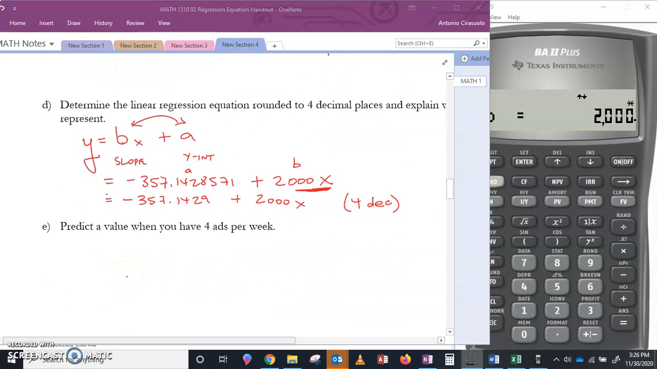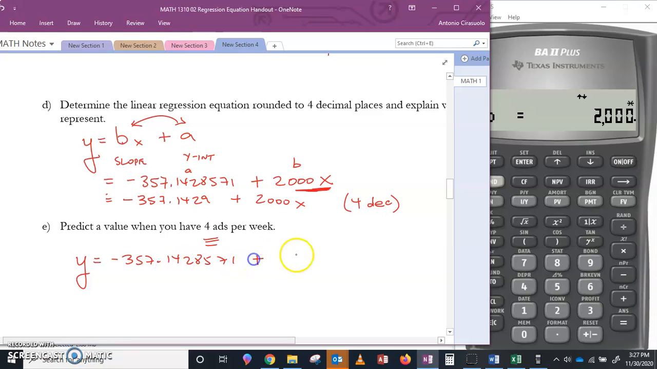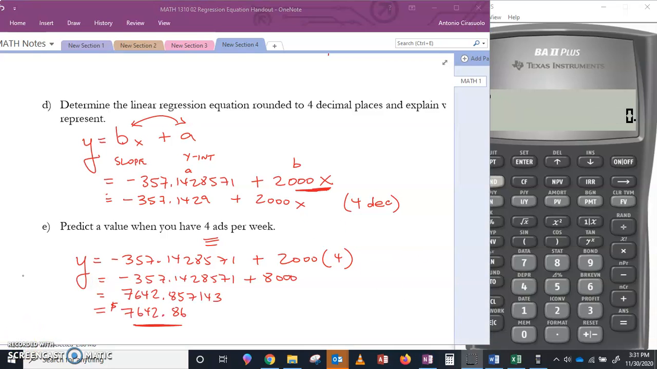Next, we're going to predict a value when you have 4 ads. In other words, let's put in x equal to 4 and see what y becomes. So y is equal to minus 357, and I'm going to use the unrounded value because that's what your calculator would do, plus 2,000 times 4. And you can see mathematically this gives you $7,642.86 when we round to 2 decimal places. So let me just put 2 decimal places here. And I'd specify how to best round.